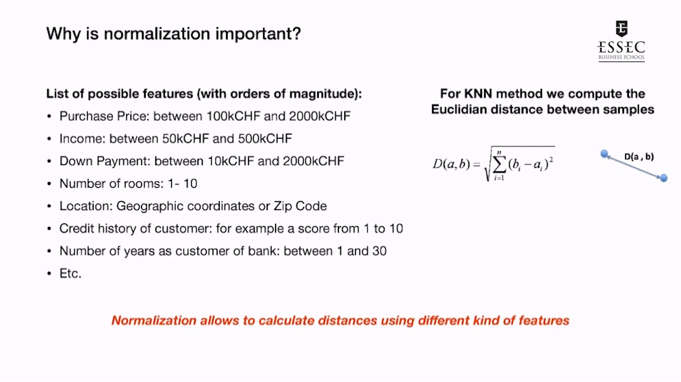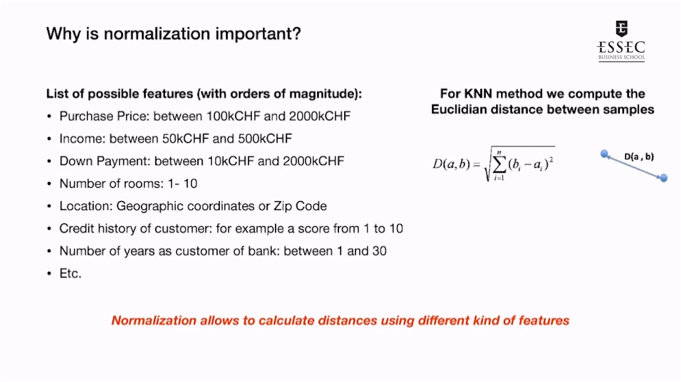If this is in millions and this is in tens of thousands, this is going to be in millions, or even square, and this is going to be in tens of thousands. So this one has no chance to make any difference. So we need to normalize so that everybody is in the same ballpark, between -0.5 and 1/2.